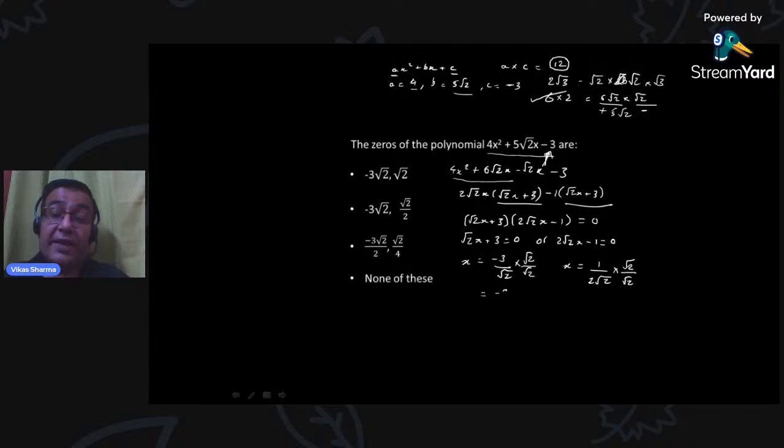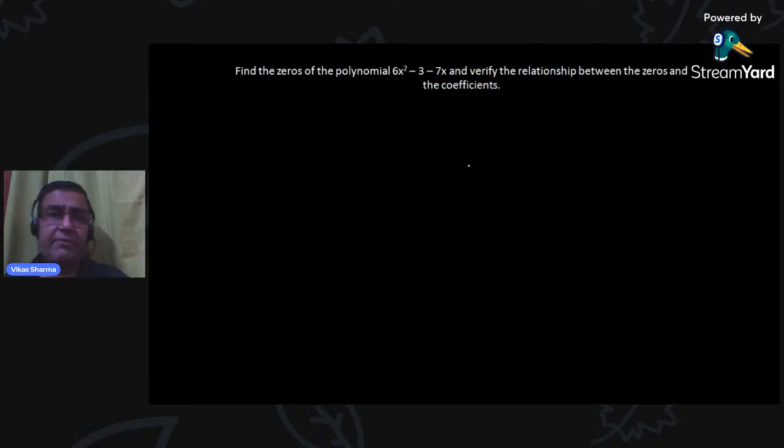You get negative 3 root 2 over 2. That is one of the roots. Or x will take a value of root 2 upon root 2 into root 2 is 2, 2 and 2 is 4. So we have got these two factors, negative 3 root 2 upon 2 and root 2 upon 4. So this is the correct answer. Option C is the correct answer. No takers for this, so nobody has solved it as yet, so I can't show you the answers. But let's move on to the next question that we have.